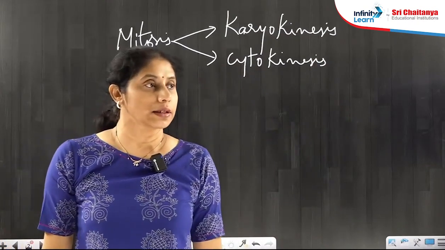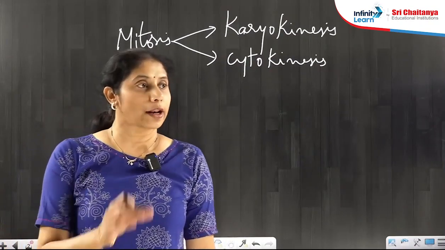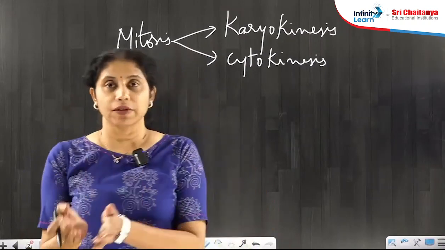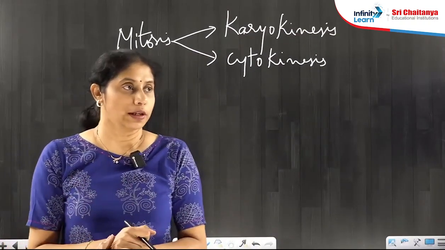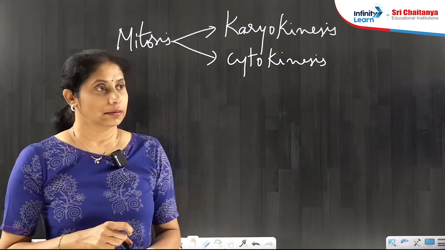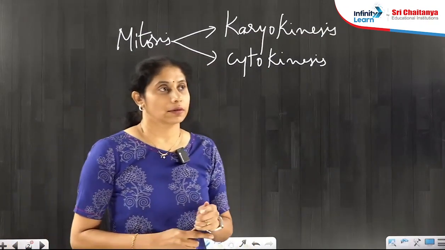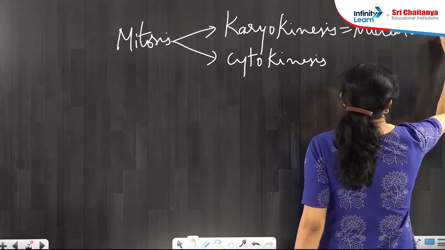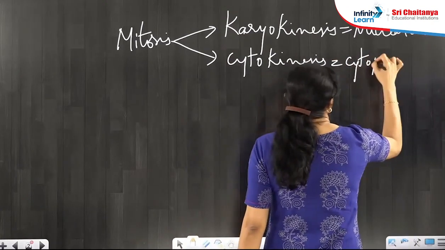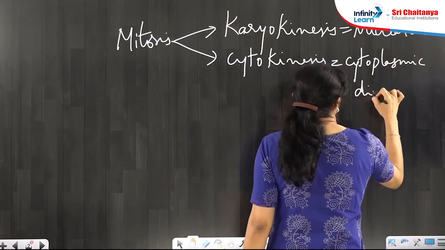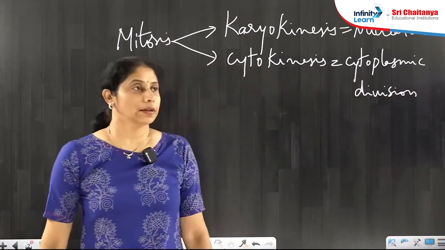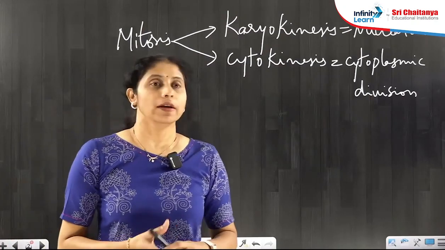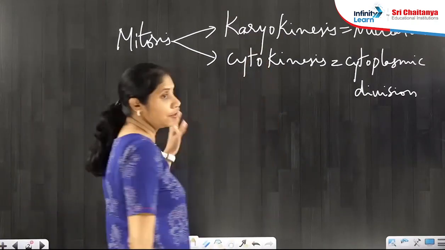What do you mean by karyokinesis? Yesterday I told you. Karyo means nucleus, kinesis means division, so karyokinesis is nuclear division or division of nucleus. Very good. Cytoplasmic division is called as cytokinesis. Okay? Cytoplasmic division is called cytokinesis and karyokinesis is nuclear division. So these are the two stages of the mitosis.